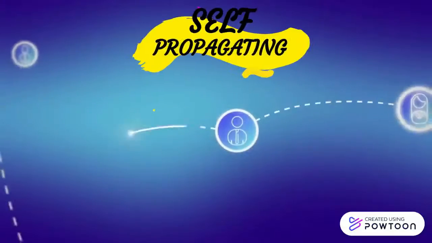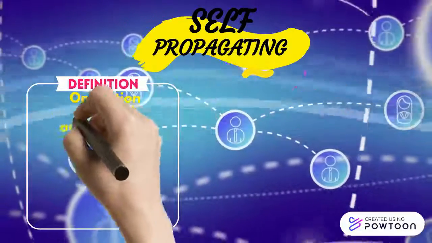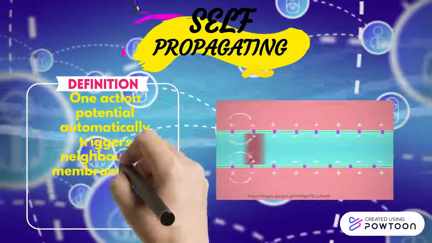Last but not least, an impulse has a self-propagating effect, which means one action potential automatically triggers the neighboring membrane area into producing an action potential.